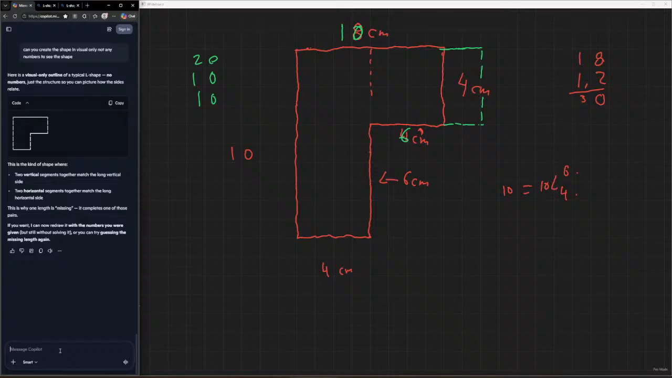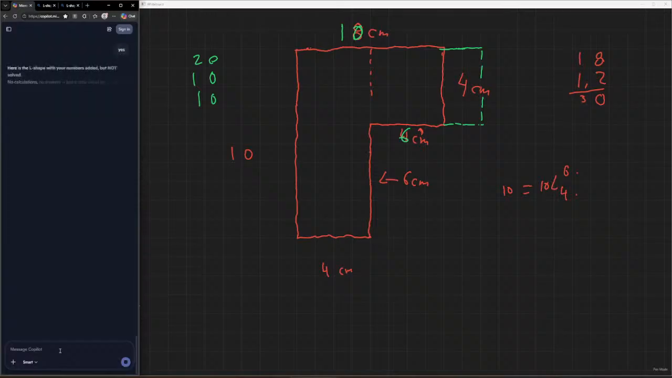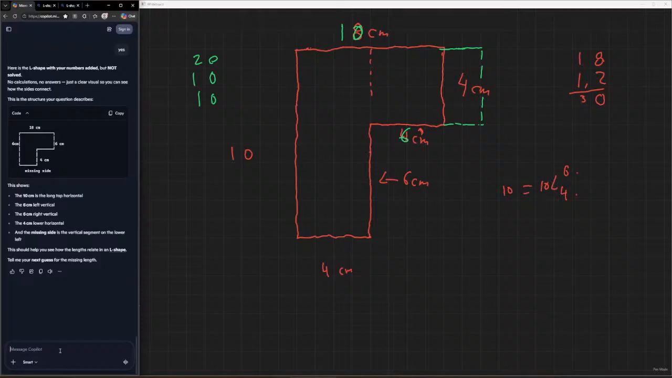So 10 plus 10, and we have 6 and 4. We cannot do anything because we are stuck. But why is the freaking left 6?